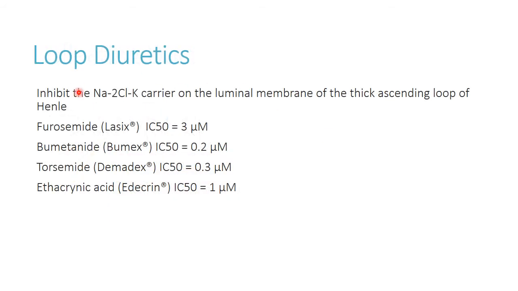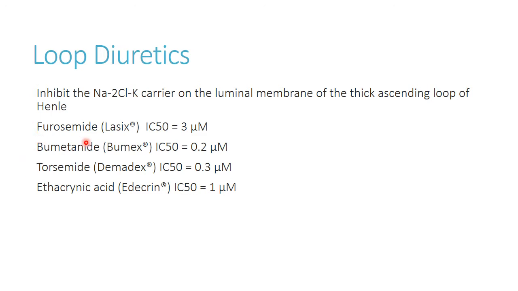Okay, so loop diuretics. These are going to be the most potent agents that we have as far as diuretics go. They block, and I'll show you a picture of this in a second, the sodium chloride potassium carrier on the ascending loop of Henle, right? This blocks the effects of that countercurrent multiplier and helps us keep more sodium within the renal tubule, and then that causes water to stay along with it, and so you end up diuresing it out, right?